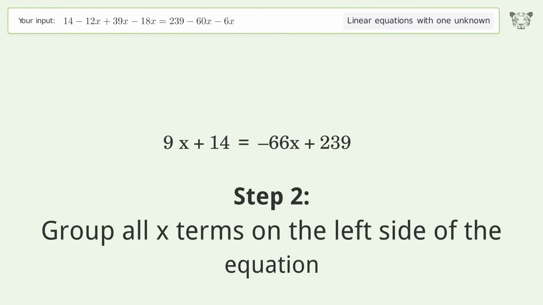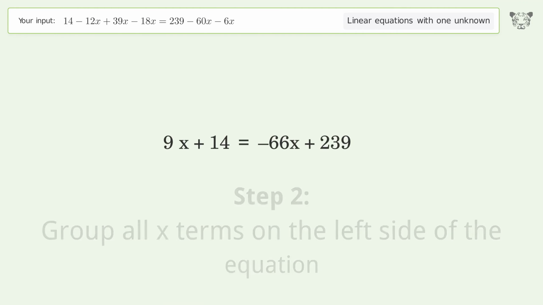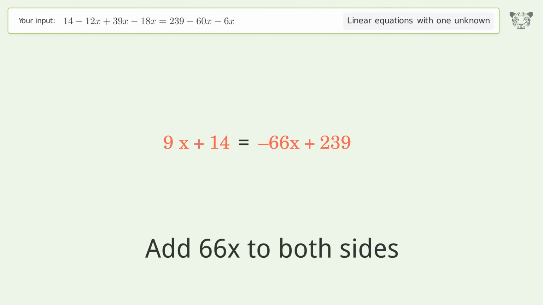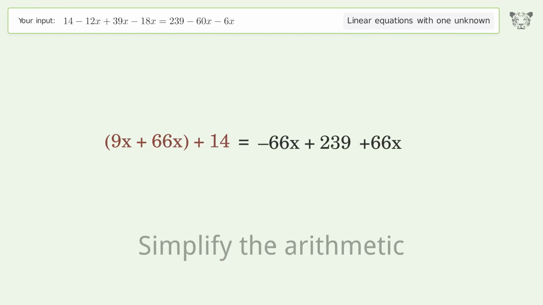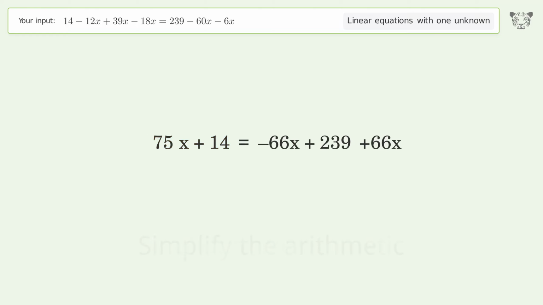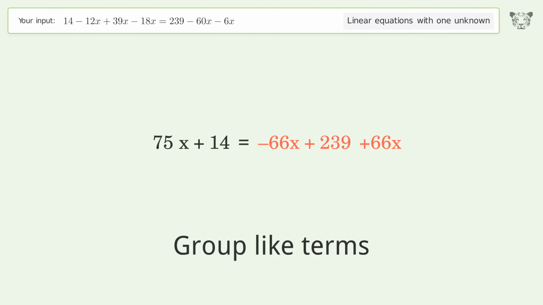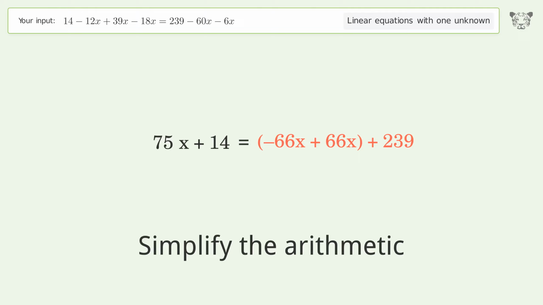Group all x terms on the left side of the equation. Add 66x to both sides. Group like terms. Simplify the arithmetic. Group like terms. Simplify the arithmetic.